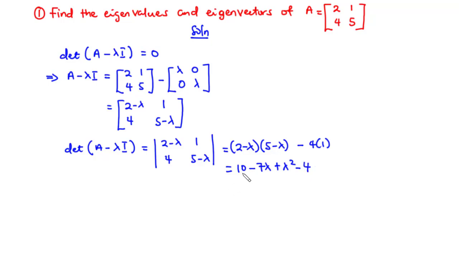And then 10 minus 4 is 6. So we are going to have lambda square minus 7 lambda plus 6, and that is equal to 0. Now the coefficient of lambda square is 1. Coefficient of the constant is 6. So we need to find the factors of 6 that when you multiply, you are going to get 6, and then when you add them up, you are going to get negative 7.